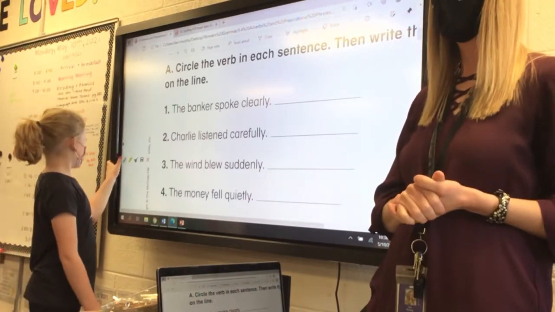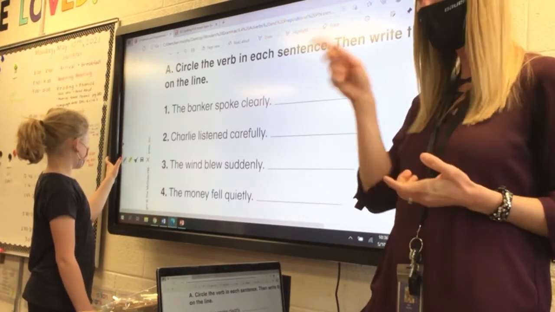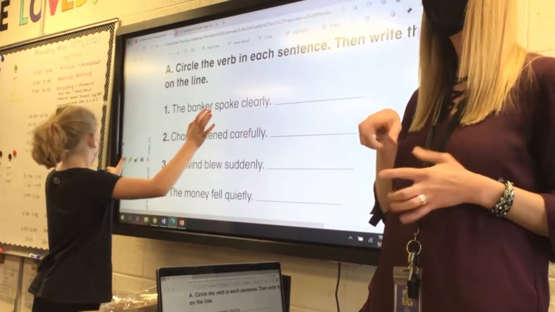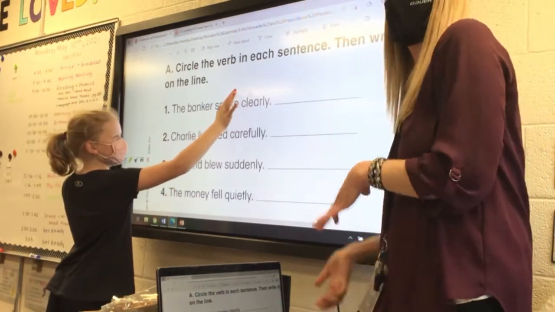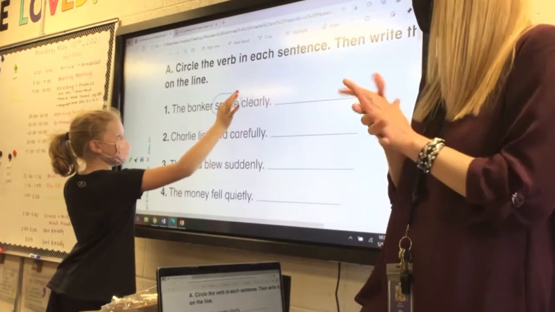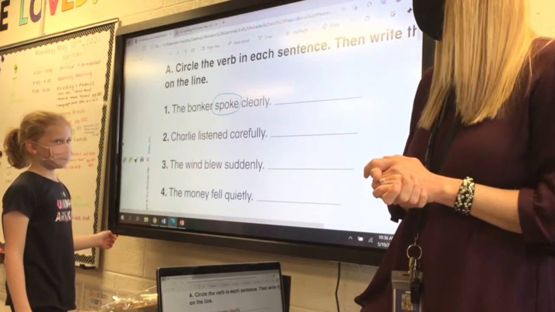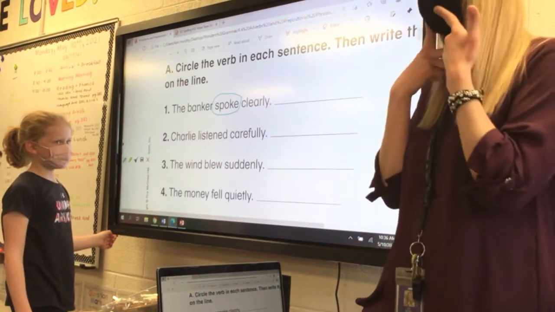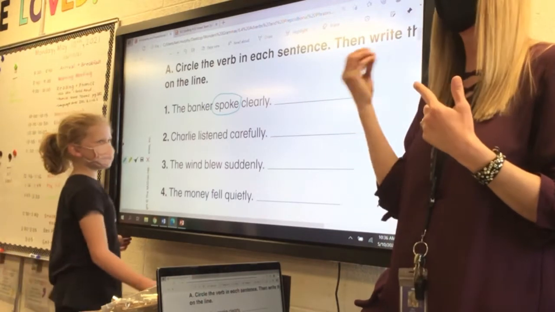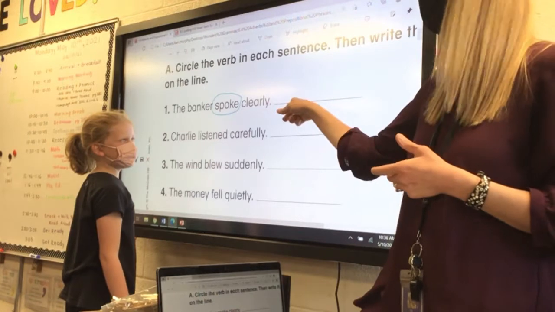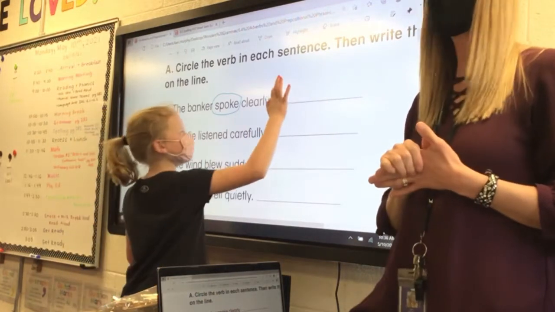That's a verb. Now, most of the time, you're going to find the adverb after the verb because you're adding to it. So Ingrid, what do you think is the adverb? Clearly. That's how he's doing it. Good job. So our adverb is clearly. That's how he is speaking. So write clearly on the line.